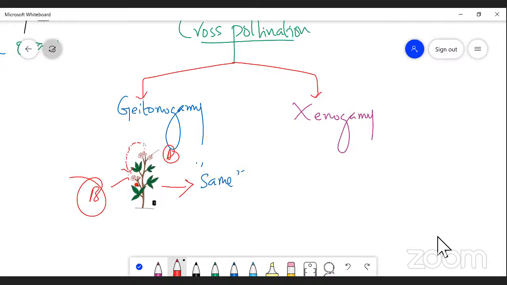In which geitonogamy occurs. What is xenogamy? Xenogamy is simply the transfer of pollen grain from anther to stigma between genetically different plants, right? That is the thing, please underline, genetically different. Xenogamy is a kind of cross pollination in which the transfer of a pollen grain takes place between flowers.